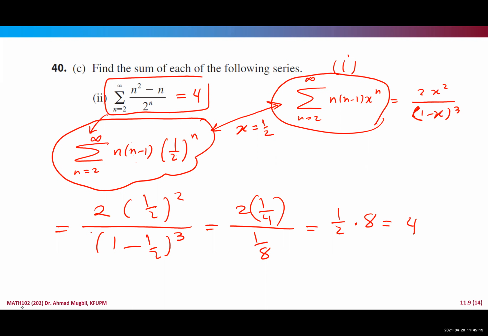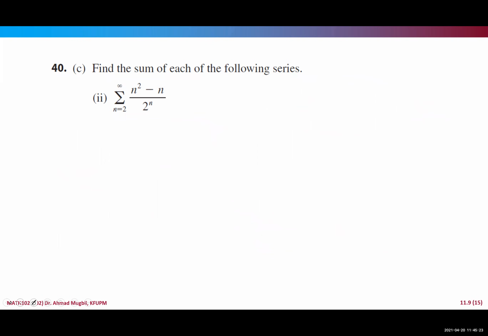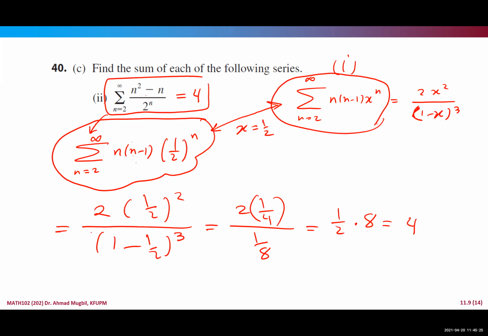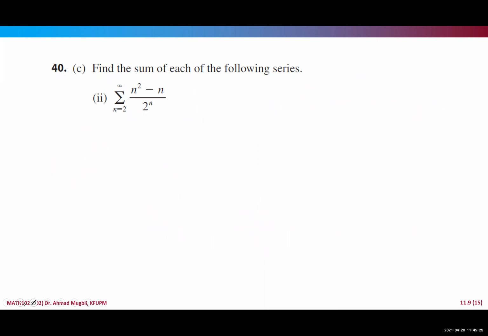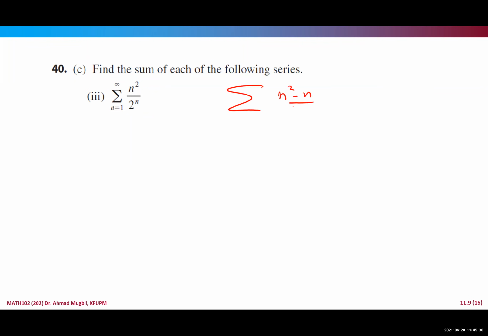Let's go to the last one. So let's keep this result, guys. Remember this please. Let me write it down here. So what we have from the previous one is the sum of (n squared minus n) over 2 to the power n, from n equals 2 to infinity, equals 4. This is the previous one. This is part 2.